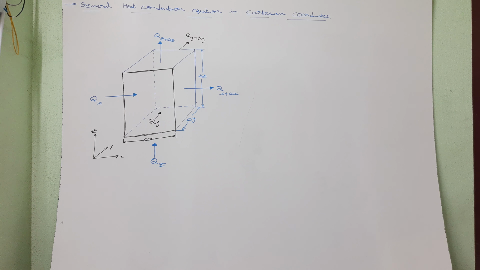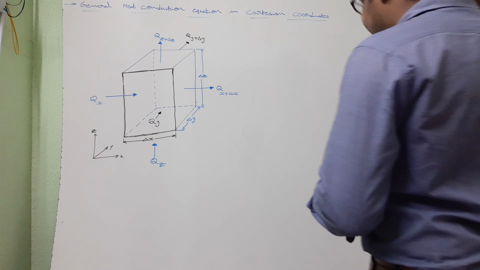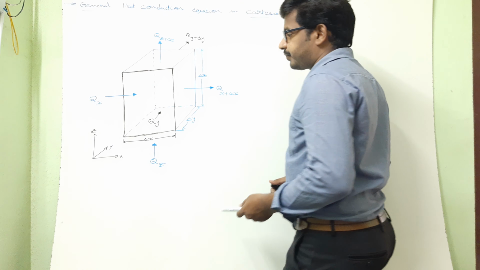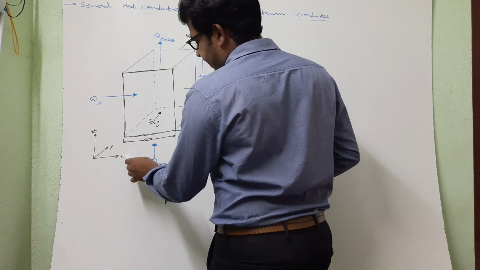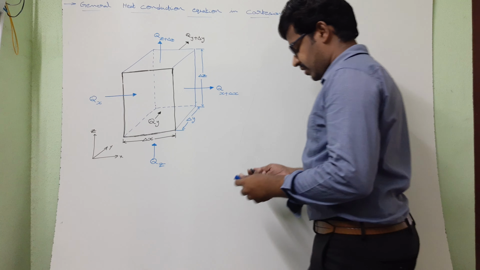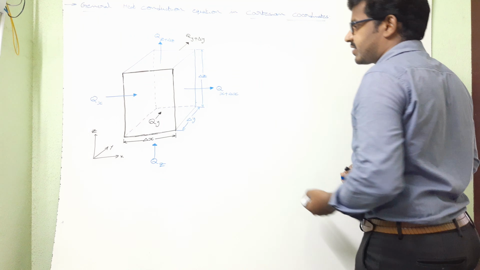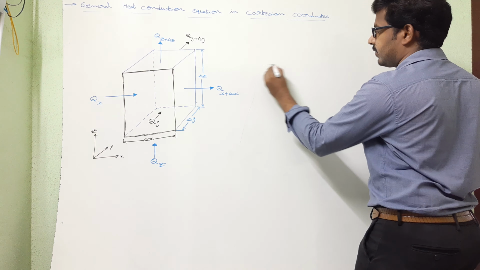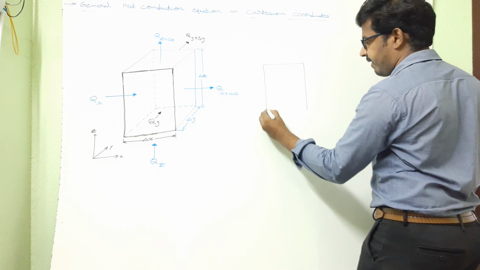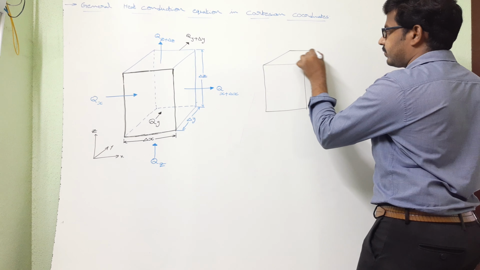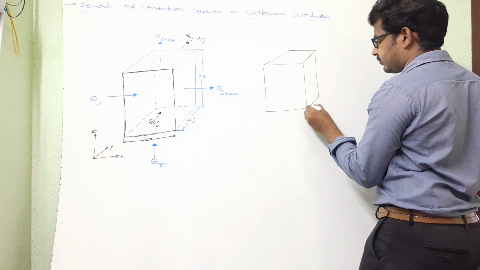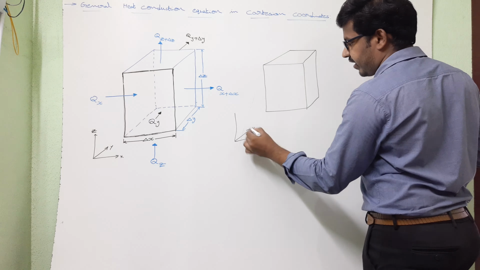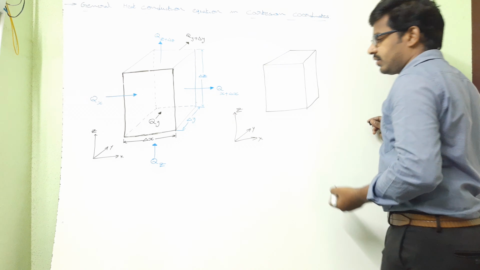Here, this is the general heat conduction equation in Cartesian coordinate system. In this diagram, this is the Cartesian coordinate system along the x-axis, y-axis and z-axis. We have to draw the diagram like this. This is the x-axis, y-axis and z-axis.